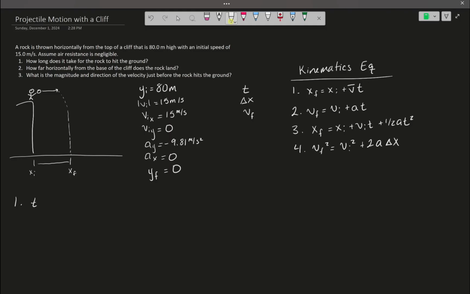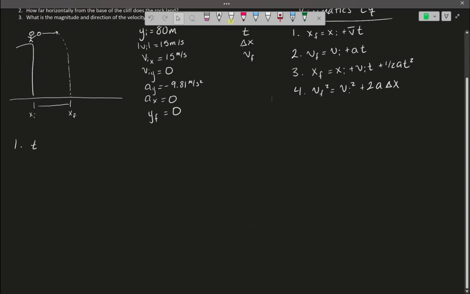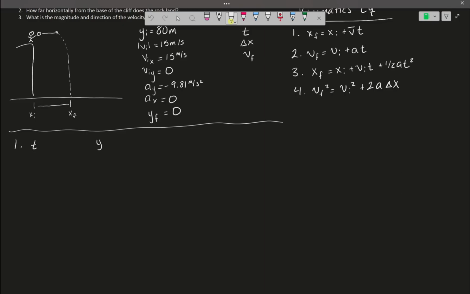Since I'm going to be using the y direction to solve this, I'm going to rewrite all of my given information, but only for the y components. So I have that my initial position is 80 meters. I have that my final position is 0 meters. I know that my initial velocity in the y direction is 0. I know that my acceleration in the y direction is negative 9.81 meters per second squared because gravity is acting only in the y direction. And I'm looking to find time.